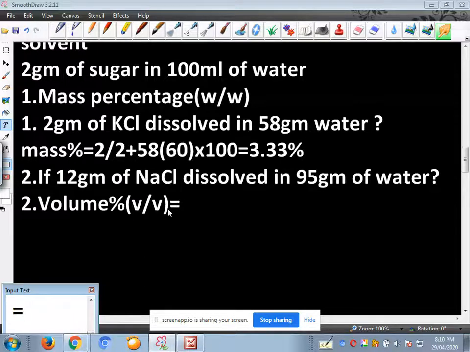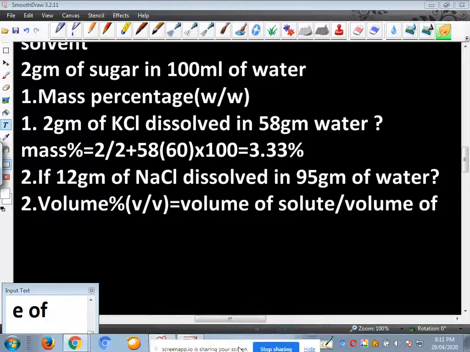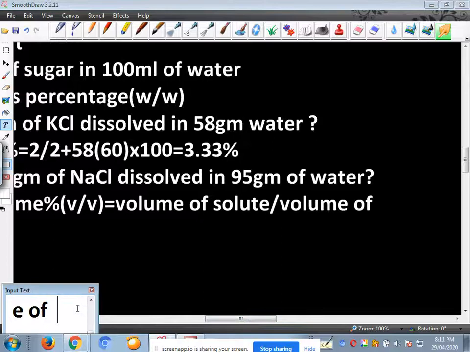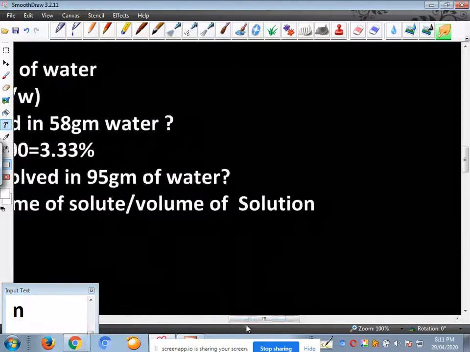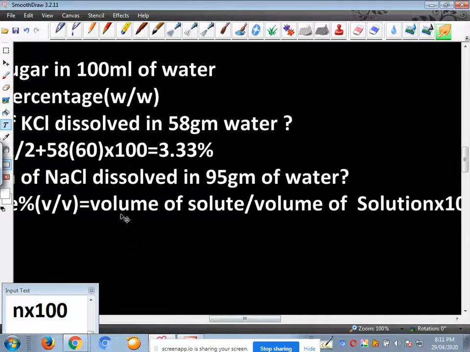It is the same as that of mass percentage, but since we are going to measure the volume, instead of mass of solute we take volume of solute divided by volume of solution, into 100, right? So the formula is clear, I suppose? Everything is the same except that instead of mass of solute and mass of solution, we take volume of solute and volume of solution into 100.